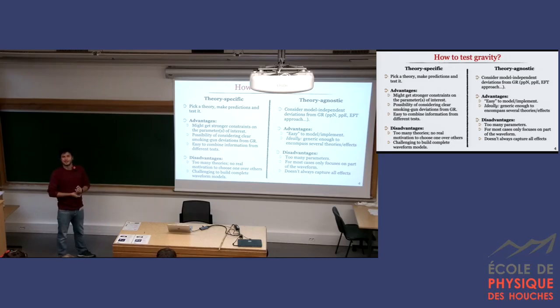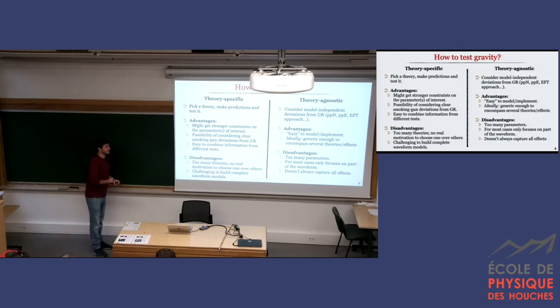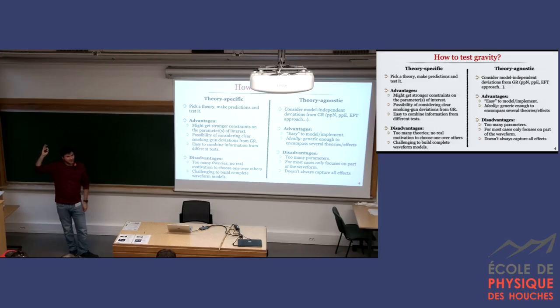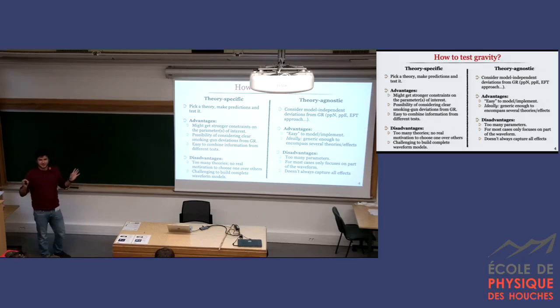Which I should say is something that people working on alternative theories sometimes tend to forget: I take my theory, I only test it in the strong field, and I forget that this theory might already be ruled out in other contexts, right? I mean, we should be careful about looking into what is already constrained by all kinds of tests.